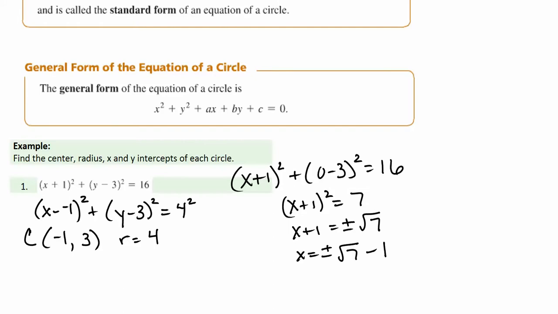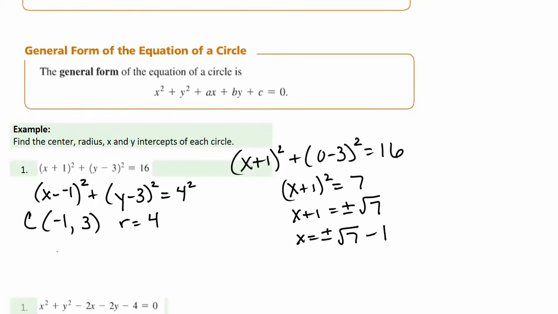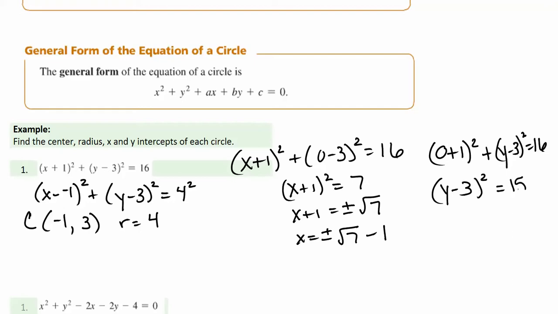You're going to use a similar strategy to get your y-intercept. You're going to plug 0 in for x. So you'll have (0 plus 1) squared plus (y minus 3) squared equals 16. So this is 1 squared, which is just 1. So (y minus 3) squared, I'm going to move that 1 over, is going to equal 15.